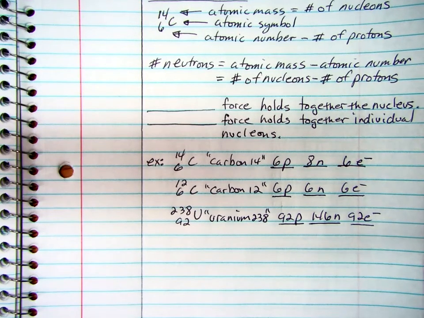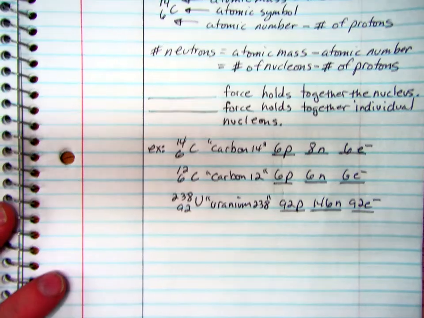Alright, if you've unpaused the video, you'll see that the second isotope is carbon-12. It has 6 protons, 6 neutrons, and 6 electrons. The third isotope is uranium-238. It has 92 protons, 146 neutrons, and 92 electrons.